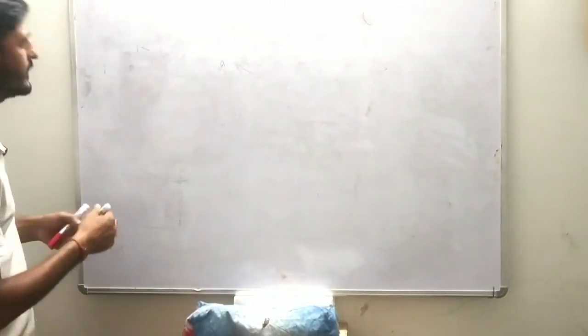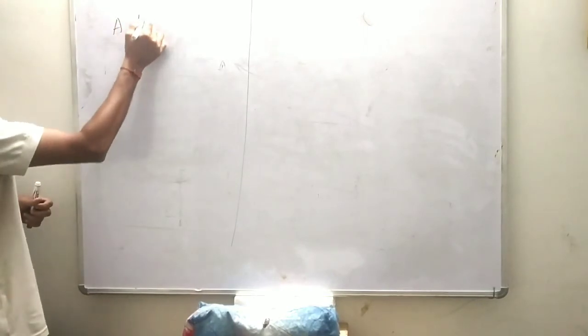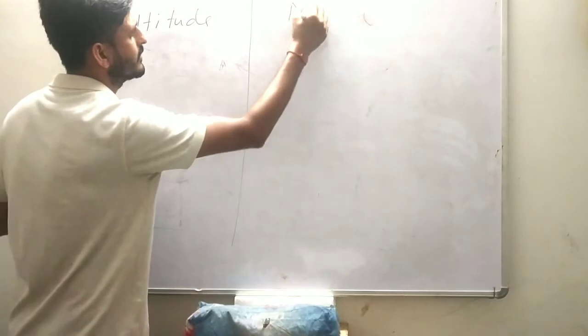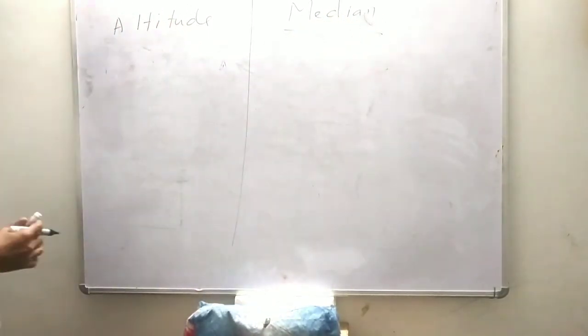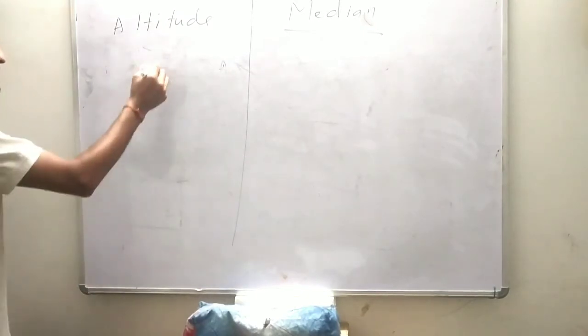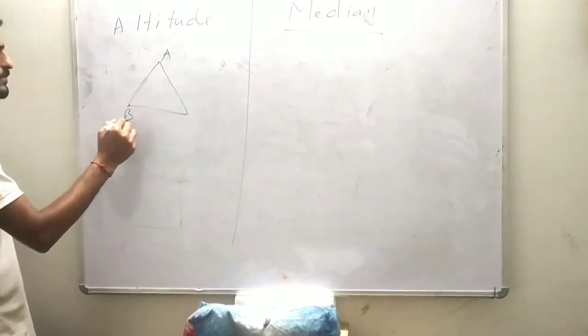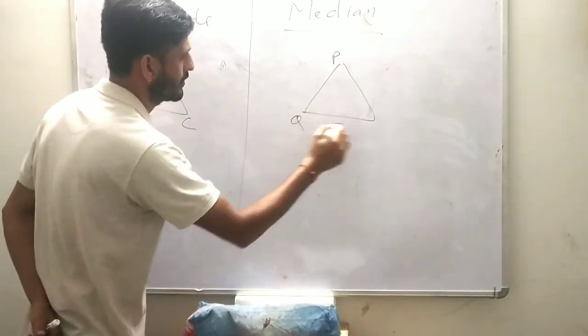Here I am writing two parts. First is the altitude of a triangle, and here it is the median of a triangle. Let us understand what an altitude is and what a median is. Suppose we take one triangle, this is triangle ABC, and let us take another triangle, PQR.